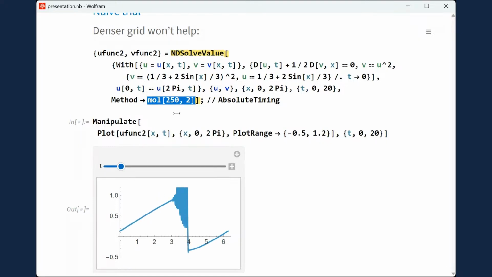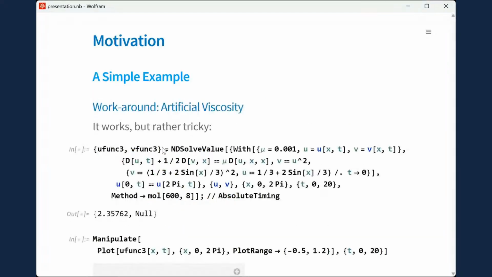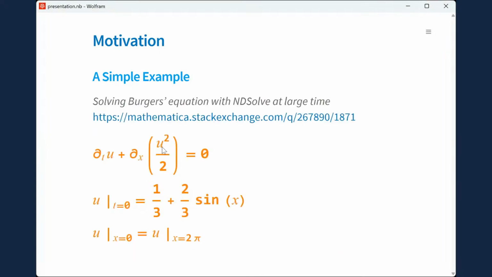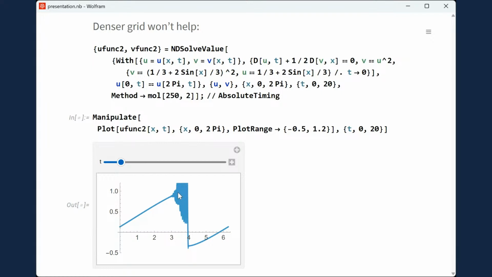So why does it fail? It's because the PDE has a special term here, and essentially the solution is no longer a solution in the traditional sense. It's not smooth at this point, and it can no longer be described by the PDE in the classical sense.